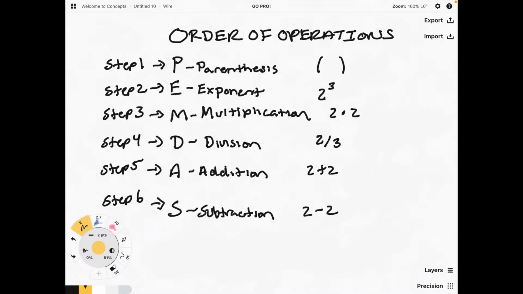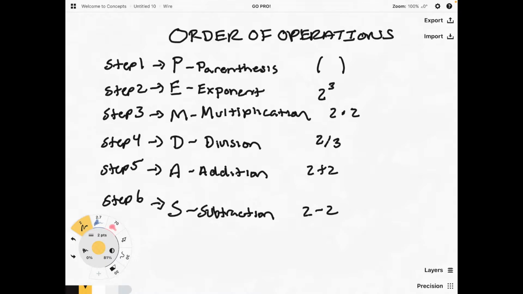Hello, today we are going to go over order of operations, what it is and why it's important. So what is order of operations? Order of operations essentially states which part of the equation will get evaluated first. You can think of this as step-by-step instructions on how to solve the problem.